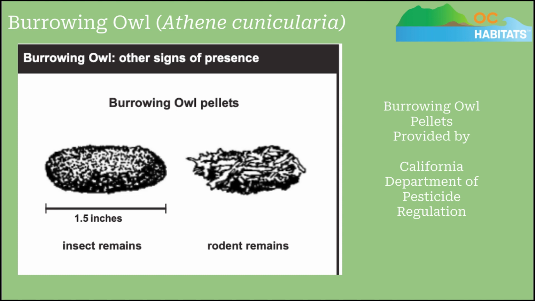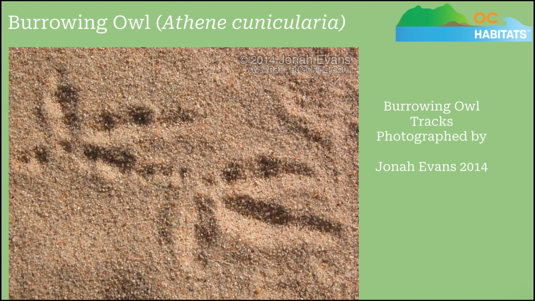These castings are commonly called owl pellets. They are regurgitated in order to get rid of waste that cannot be digested by the owl. These castings are dry and compact and commonly contain densely packed fur, feathers, and bones. Burrowing owls have been spotted in Newport Beach and the Banning Ranch Preserve.